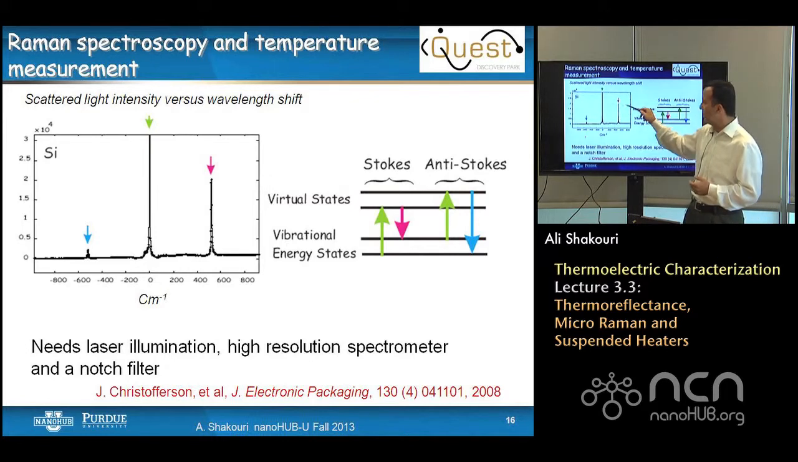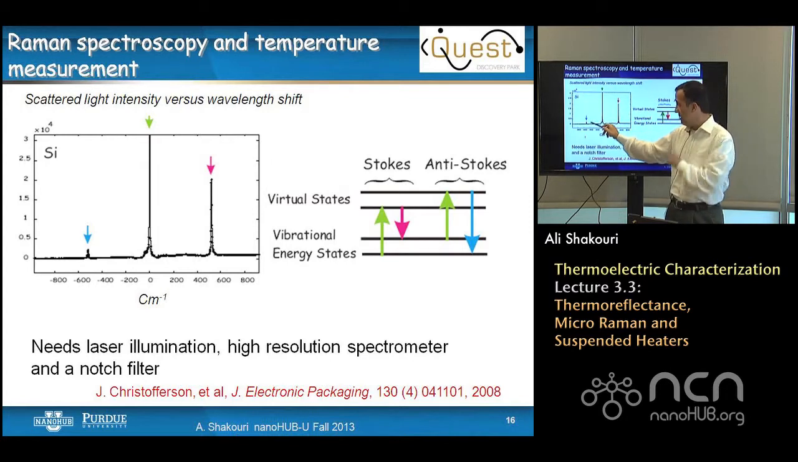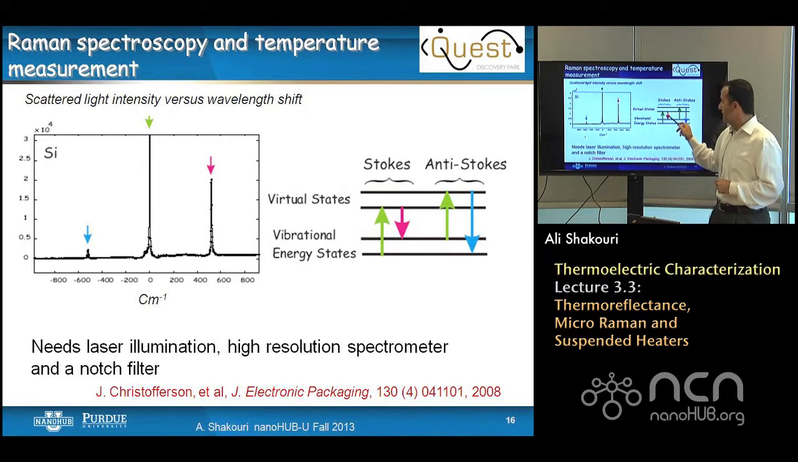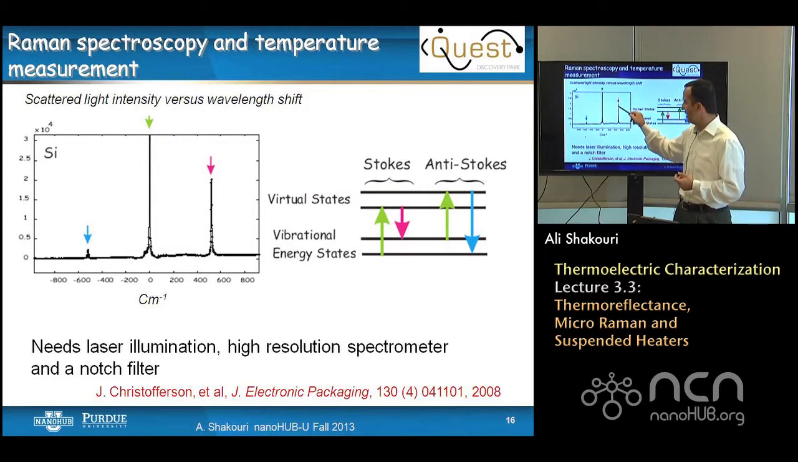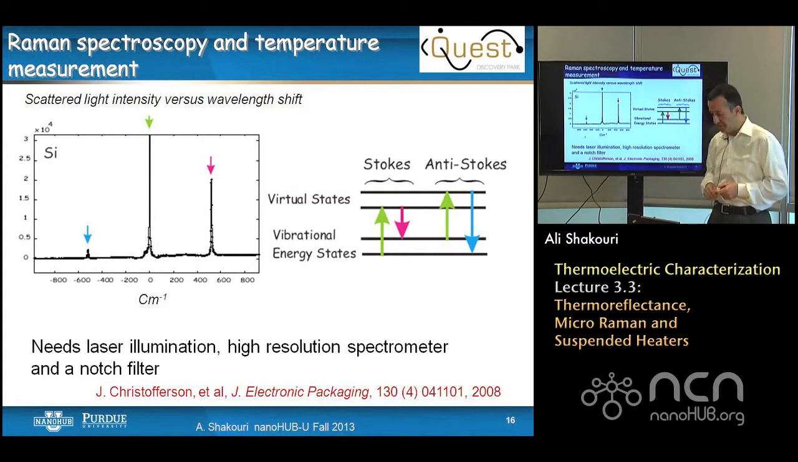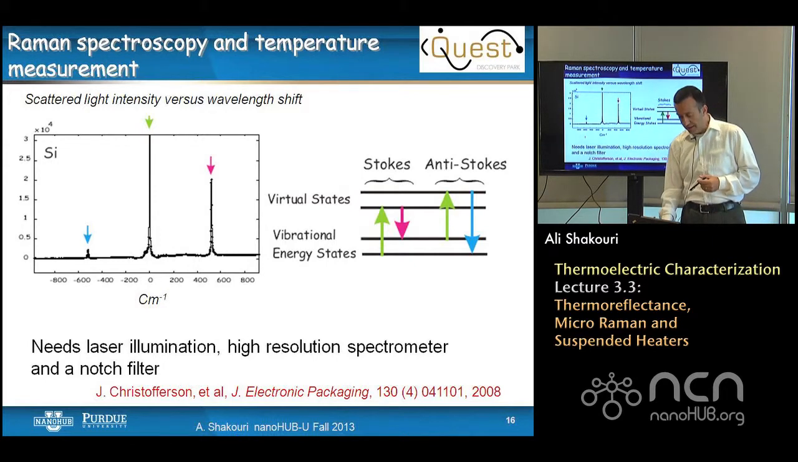Another effect is that the ratio of the Raman peak at lower energy to Raman peak at higher energy is given by the population of these two energy levels. And the population is given by Boltzmann factor. It gives us an indirect way of measuring temperature directly. So by looking at the ratio of the two, you can measure the temperature, and that is described in this reference. That's a common technique.